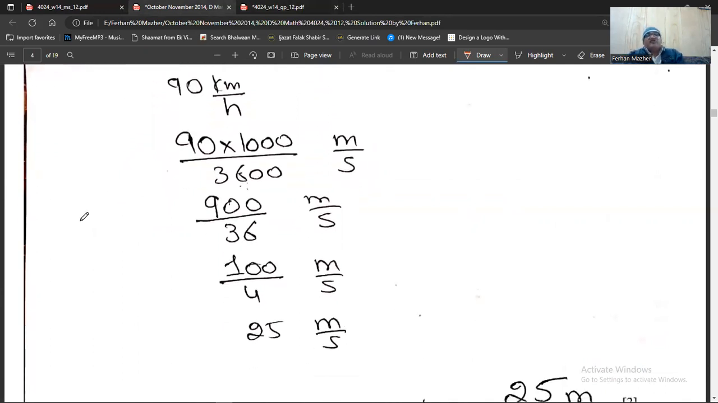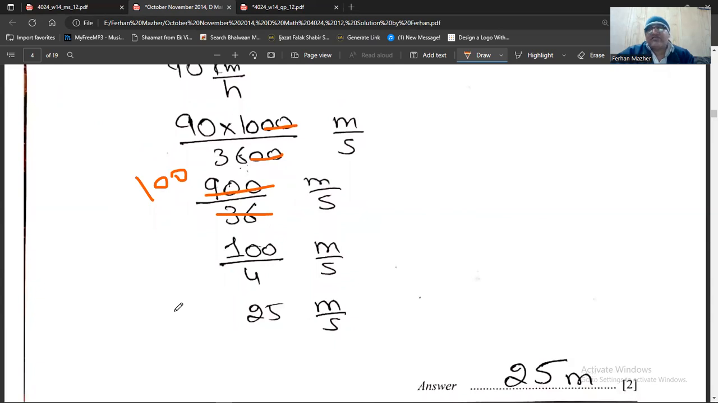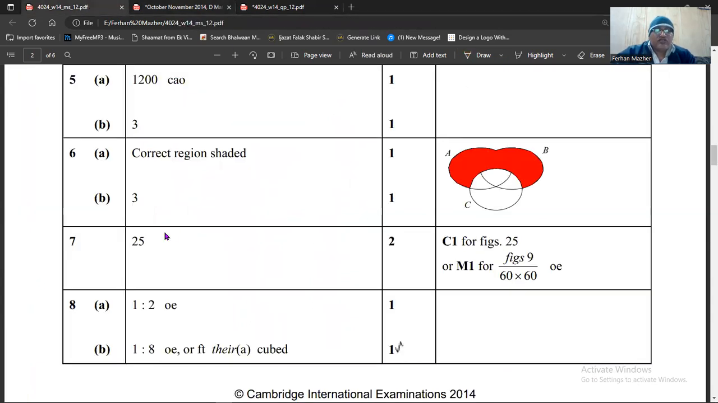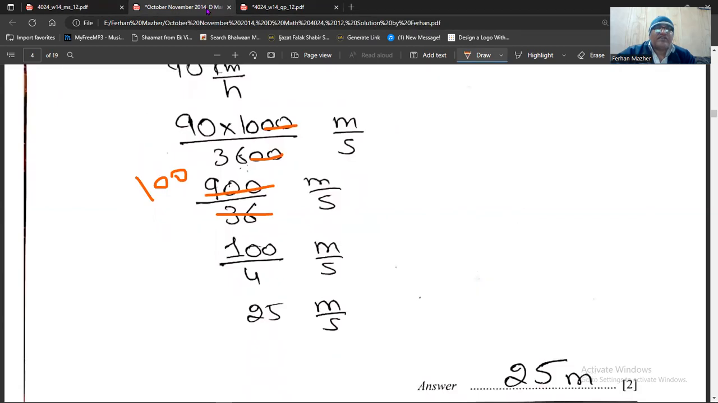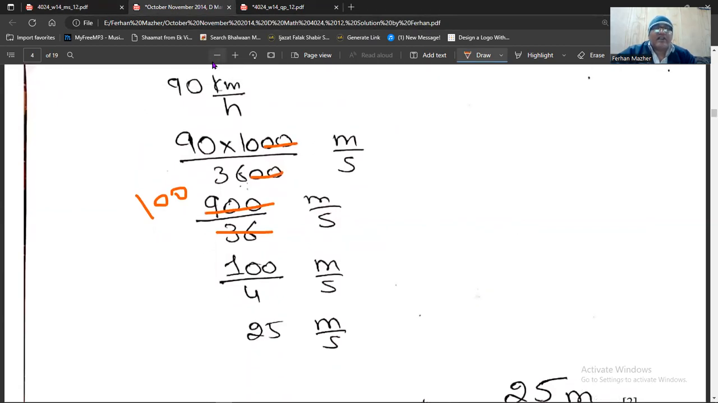So 90 kilometers per hour. So 90 multiply 1000 divided by 3600. So you can see these zeros have been cancelled with this. So it will become 900 by 36. Now it will be cancelled with the 9 and you will have 100 over 4, since 9 4s are 36. So 100 divided by 4, that's 25. So that means 25 meter per second, which means in 1 second, the car will travel 25 meter. That's the right answer, sir. And let me show you.